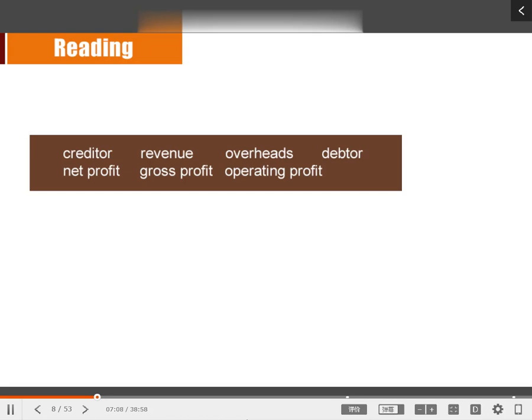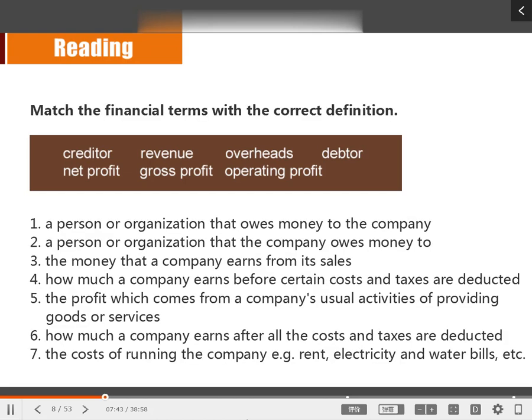Creditor, revenue, overheads, debtor, net profit, gross profit, operating profit. Very good. Okay, so here I'd like you to match the financial terms with the correct definition. Okay, let's do this.